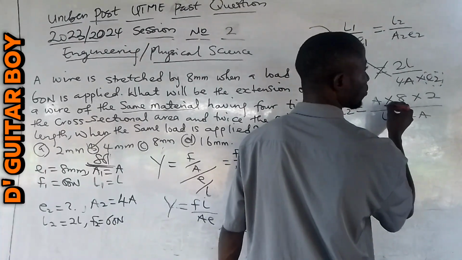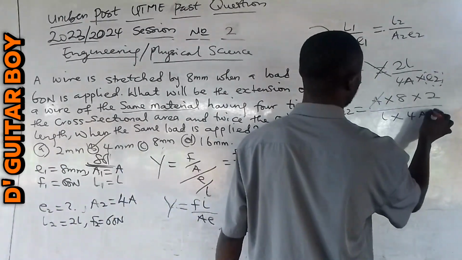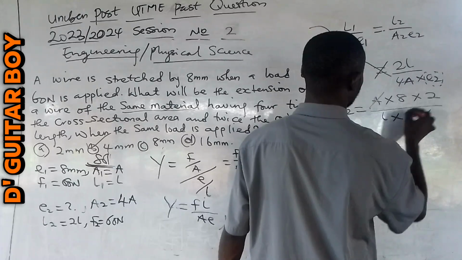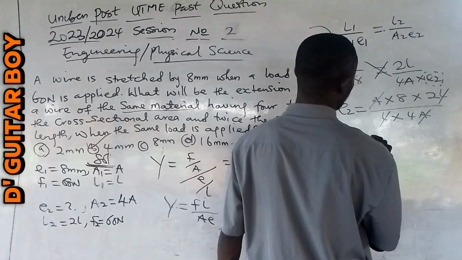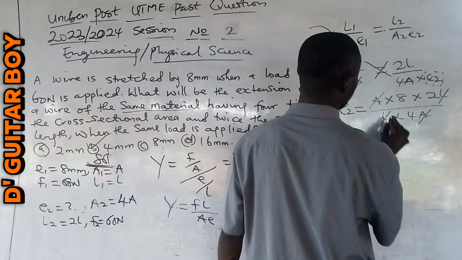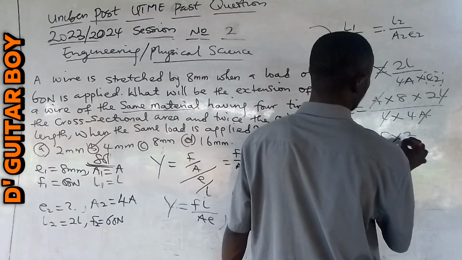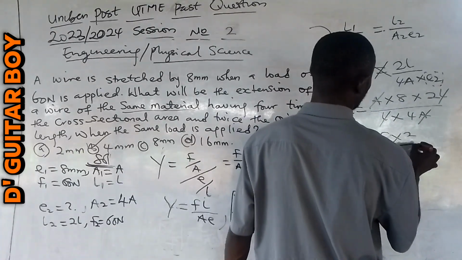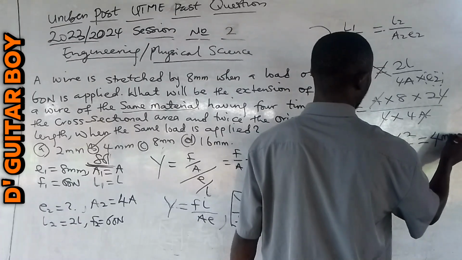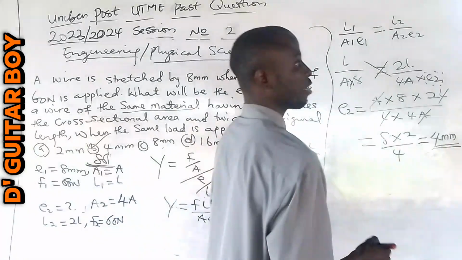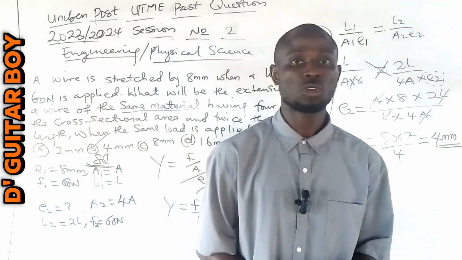Then A will cancel A, this one is 2L, sorry. This L will cancel L, which will now give us 8 times 2 all over 4, which will finally give us the answer of 4 millimeter. So this is the final answer to this particular question.